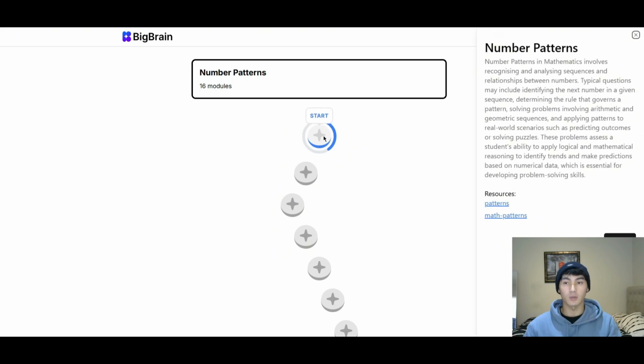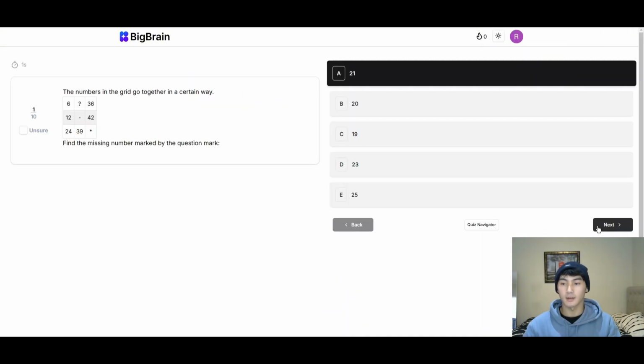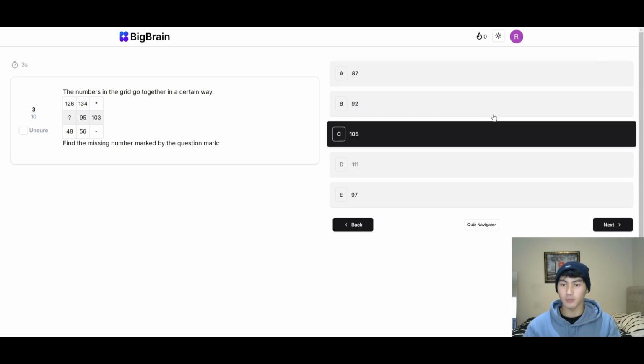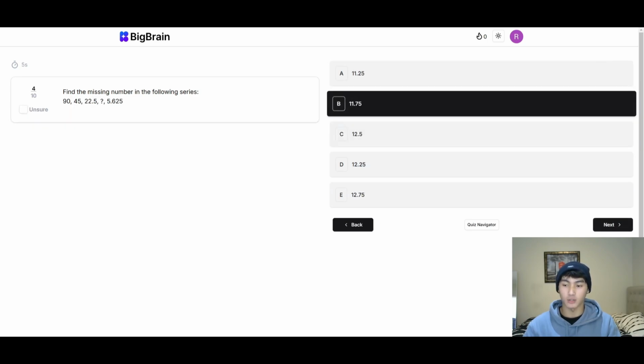If we click on the quiz node here, it'll give us a brief description of what the topic or subtopic is about and some resources that we can refer to when studying. And it'll just be a similar quiz format where we can prepare for that particular topic or subtopic.